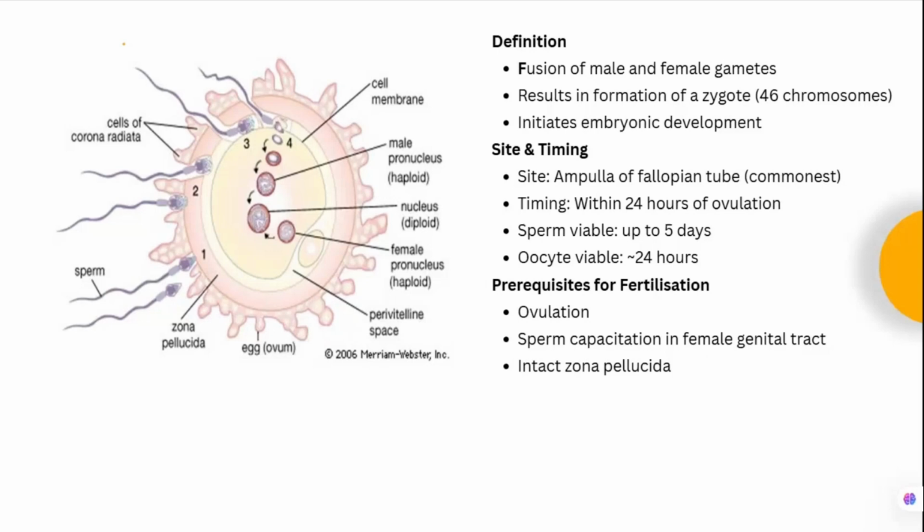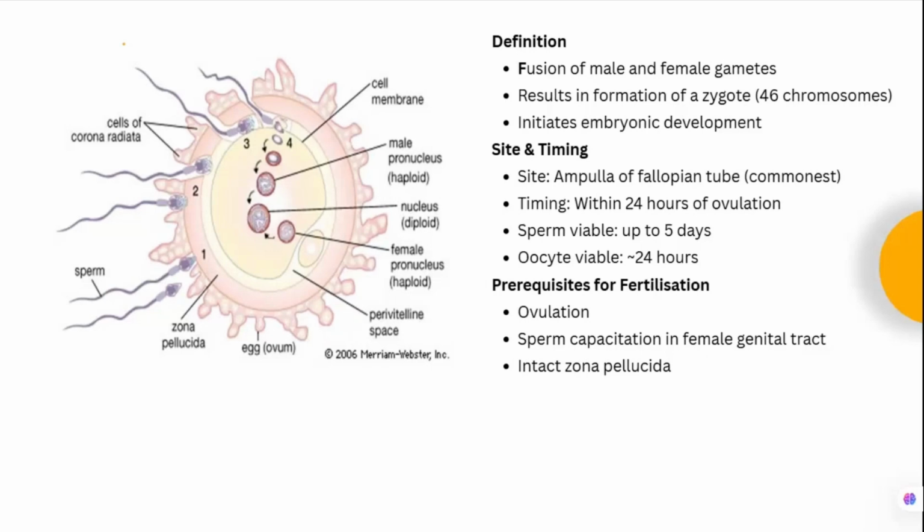What we have seen is that both gametes are haploid in nature. So ultimately, the chromosome number has to come back to 46, which will happen at the time of fertilization. So it will result in the formation of the zygote having 46 chromosomes. It initiates the embryonic development.